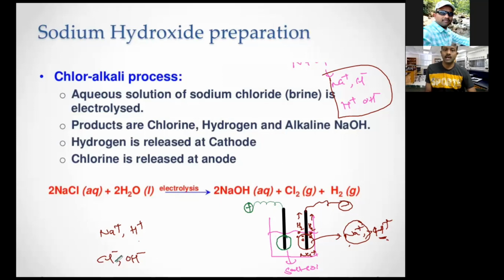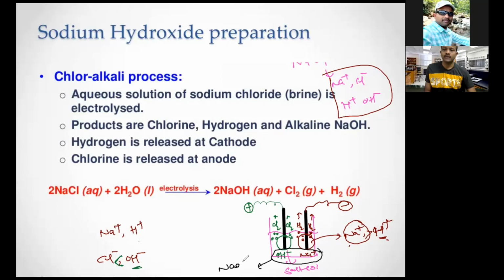So this chloride has the lower discharge potential. So here we will get chlorine gas at the positive electrode. Some bubbles we can observe here, due to the formation of chlorine gas. This OH minus remains in the solution. Okay. Now the solution has Na plus and OH minus. These Na plus and OH minus ions will combine and form NaOH.